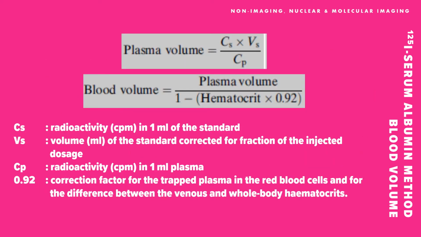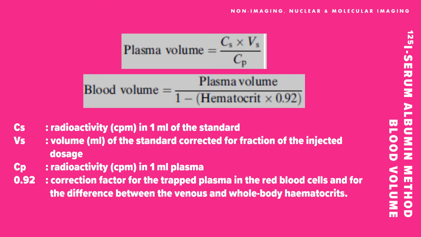So this is the equation being used when you want to measure the plasma volume and then the blood volume. You first measure the plasma volume. You have CS, which is the radioactivity in 1 ml of standard. VS is the volume of the standard corrected for the fraction of injected dosage. And CP here is the radioactivity in 1 ml of plasma. Based on these numbers, you're going to have the plasma volume.